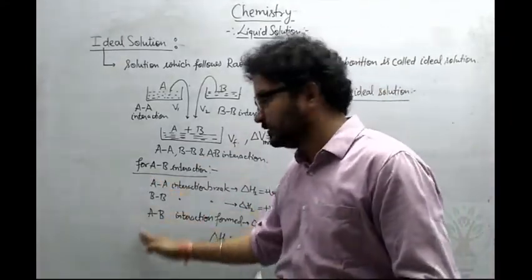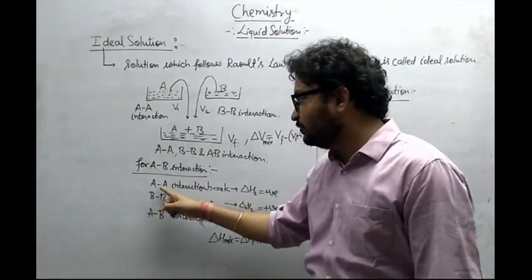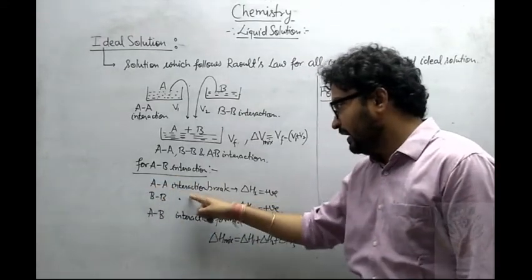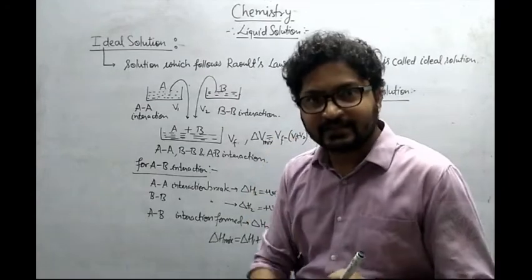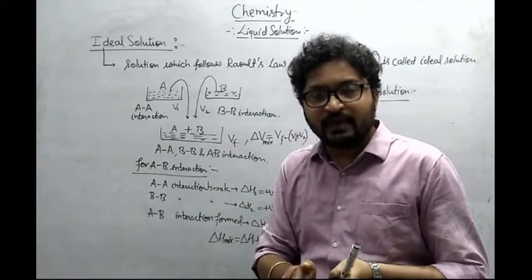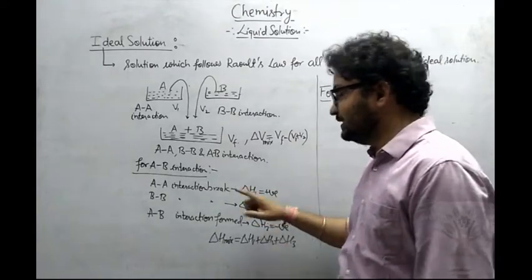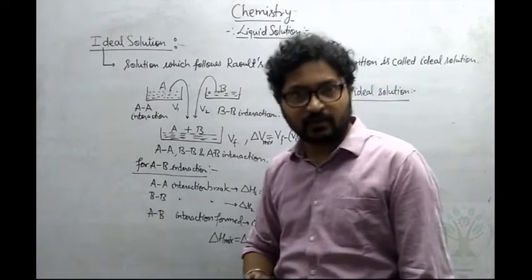Now, if I want to form AB interaction, I will have to do these things. I will have to break AA interaction. Whenever I break any sort of bond, energy is consumed. So let's say the energy required here is delta H1. Delta H1 is positive, it will be endothermic.